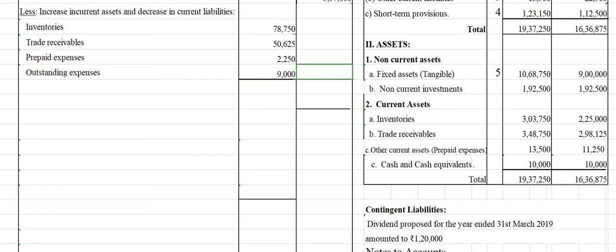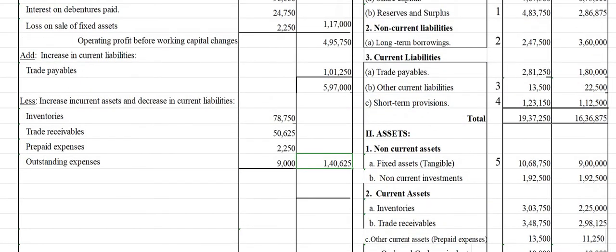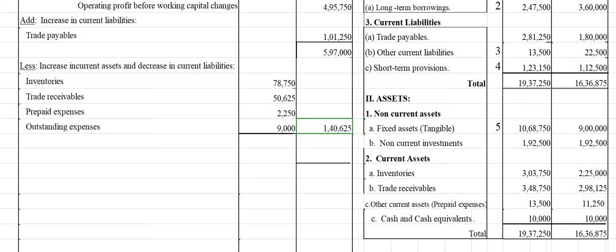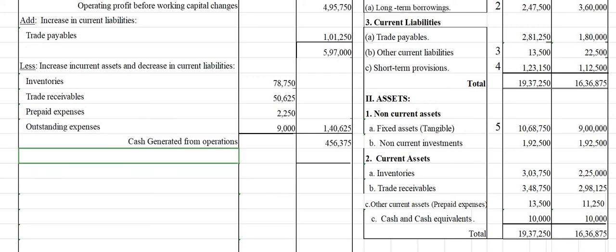So the total amount to be deducted is 1,40,625. That can be deducted from 5,97,000. So what will we get? 4,56,375. What is that? That is cash generated from operations.